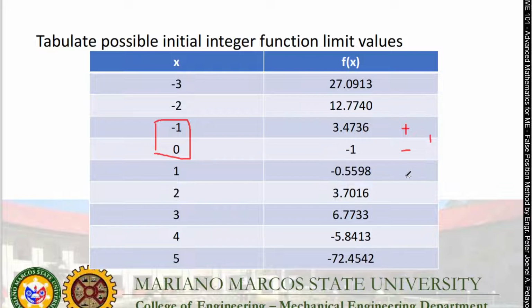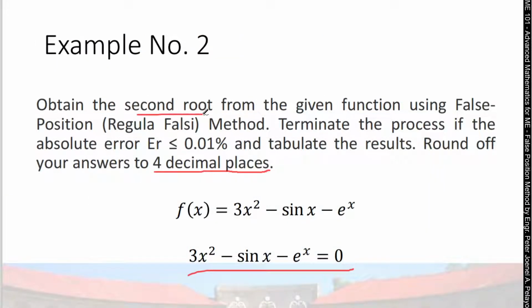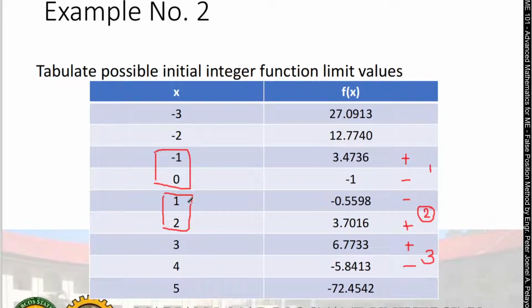And then, from x 1 and 2, okay. From negative to positive, this is your second root, because the sign changed. And then, this one is our third, plus minus. So, this is the third root. But what we need is the second root, because that is the question of the problem. So, our second root is between 1 and 2. So, this will be our x0, and this will be x1.